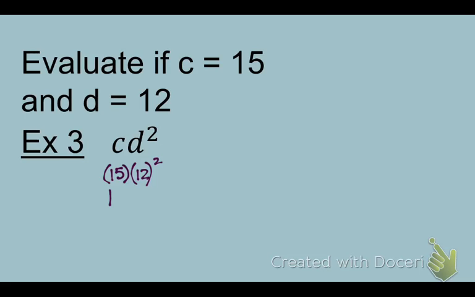So we're going to do the exponent first. 12 squared is going to be 144, and then 15 times 144. So final answer, 2,160.